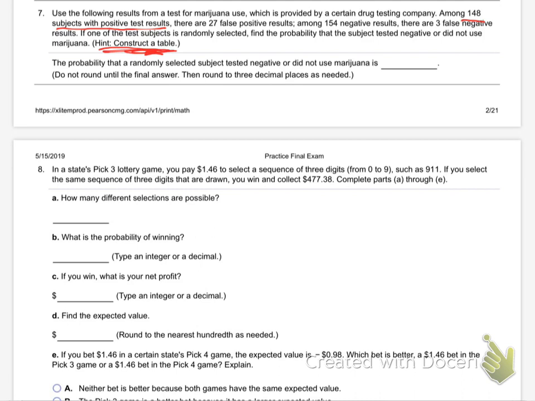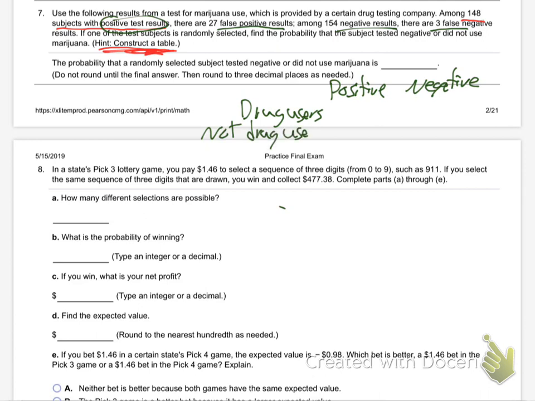Now, how do you make the table? Well, you read about what they're talking about. It's just like the last one. You have positive test results, false positives, negatives. So we have a test. So you're going to have positive, negative, and then you have drug users and not drug users. Okay, and let's put the information on there.